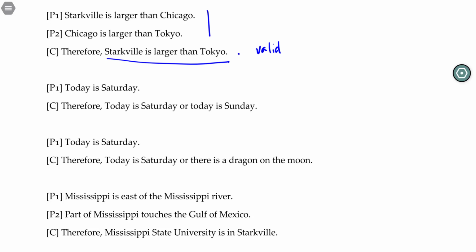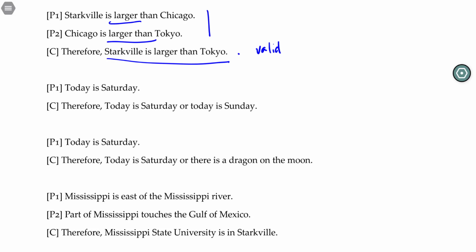Any argument that turns on the larger than relation is going to be valid as long as everything's in the right order. So if A is larger than B and B is larger than C, then A has to be larger than C. Any argument with that form is going to be valid.